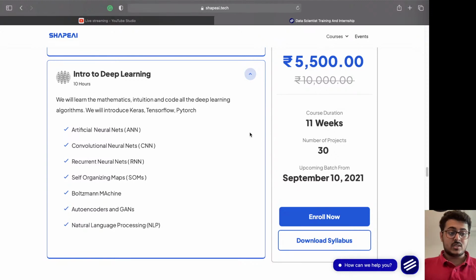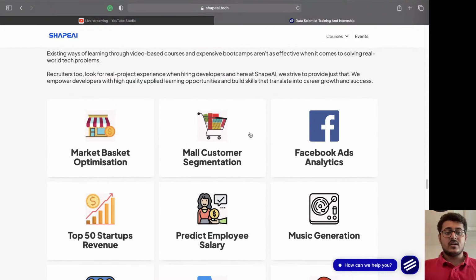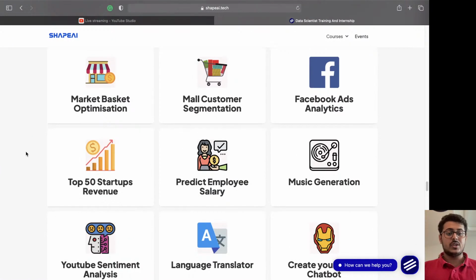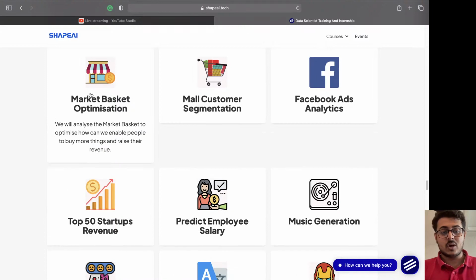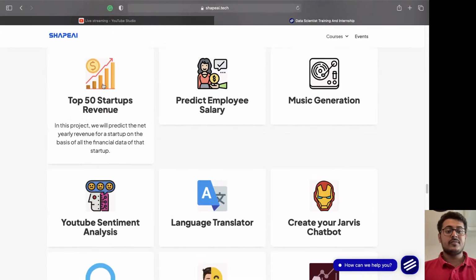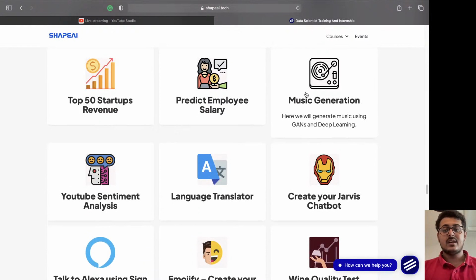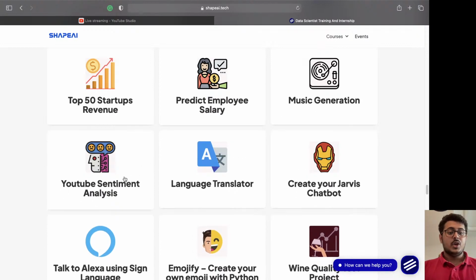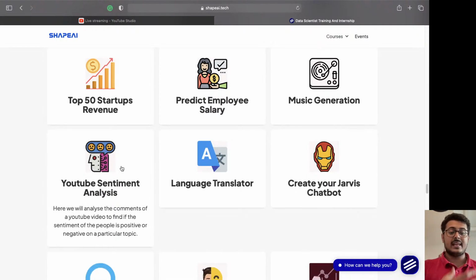Now coming to projects. Okay, coming to projects, these are some of the projects that we do right over here. So for example, market basket optimization, mall customer segmentation. We have a Facebook project as well. So we take up various different Facebook ads and we analyze them to predict which type of customers we should target, the target audience of these ads, by analyzing the ads itself. Top 50 startup revenue, predict employee salary, music generation to generate music, YouTube sentiment analysis, so analyzing the different comments in a YouTube video to analyze these sentiments.